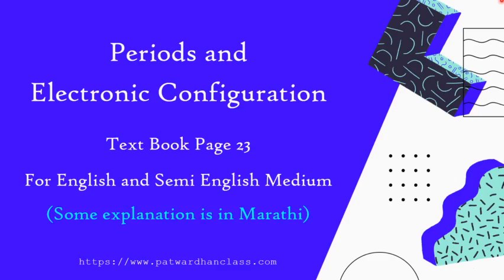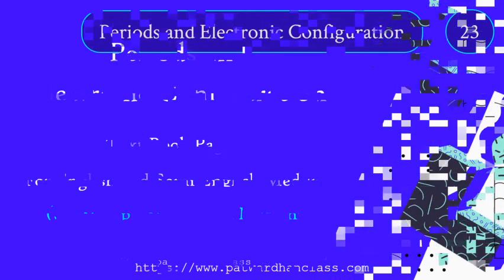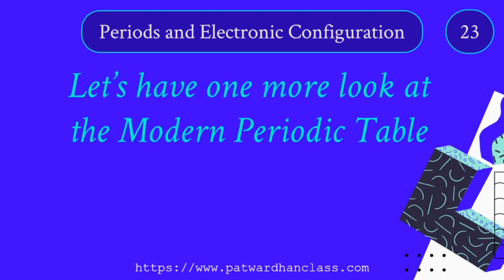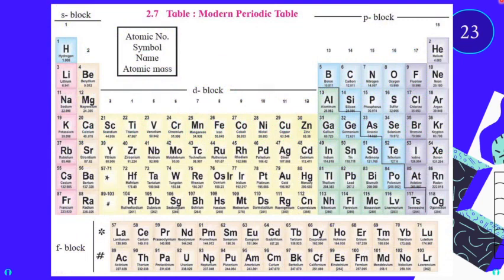Let us go through page 23 of your textbook. Open page 23. Periods and electronic configuration. Let's have one more look at the modern periodic table. Refer to table 2.7 in your textbook.